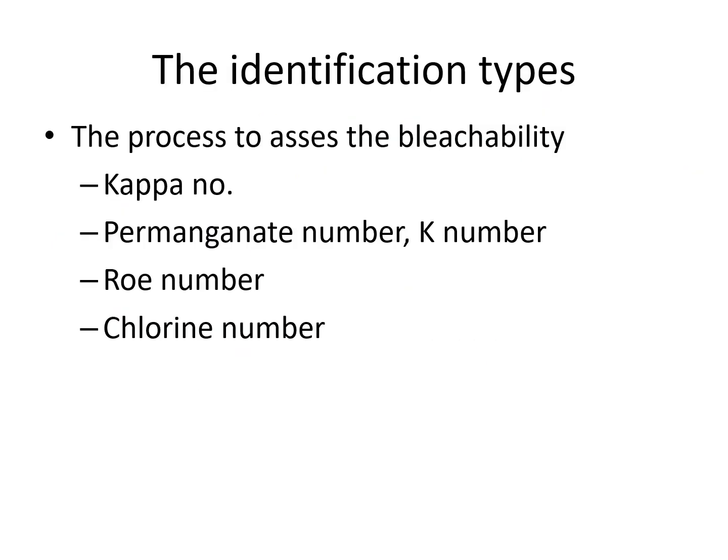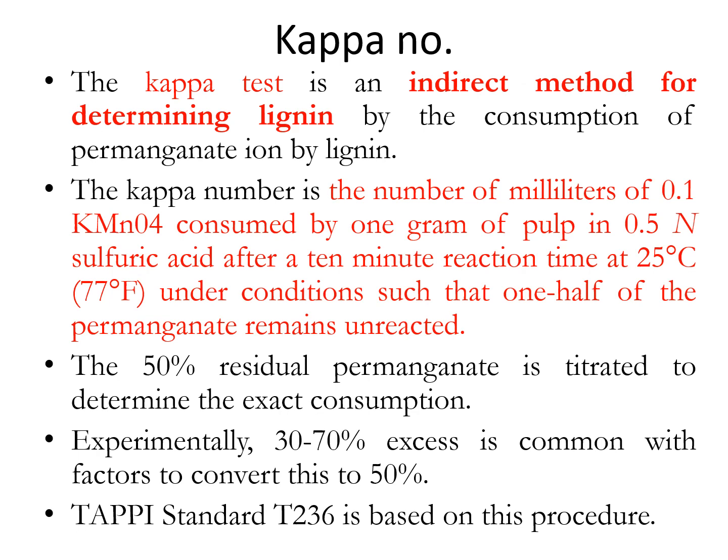Now, how can you identify the bleachability? There are certain identification processes. Number one is by Kappa number, number two by permanganate or K number, number three by rho number, number four by chlorine number. Now the first test is the Kappa number.